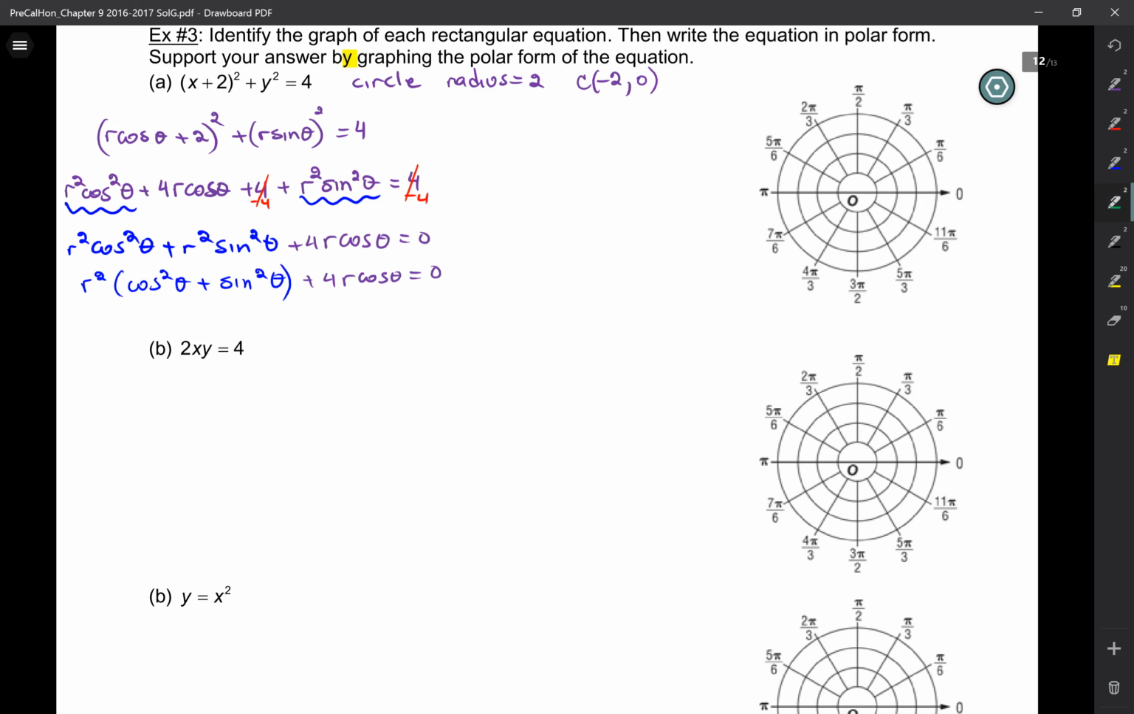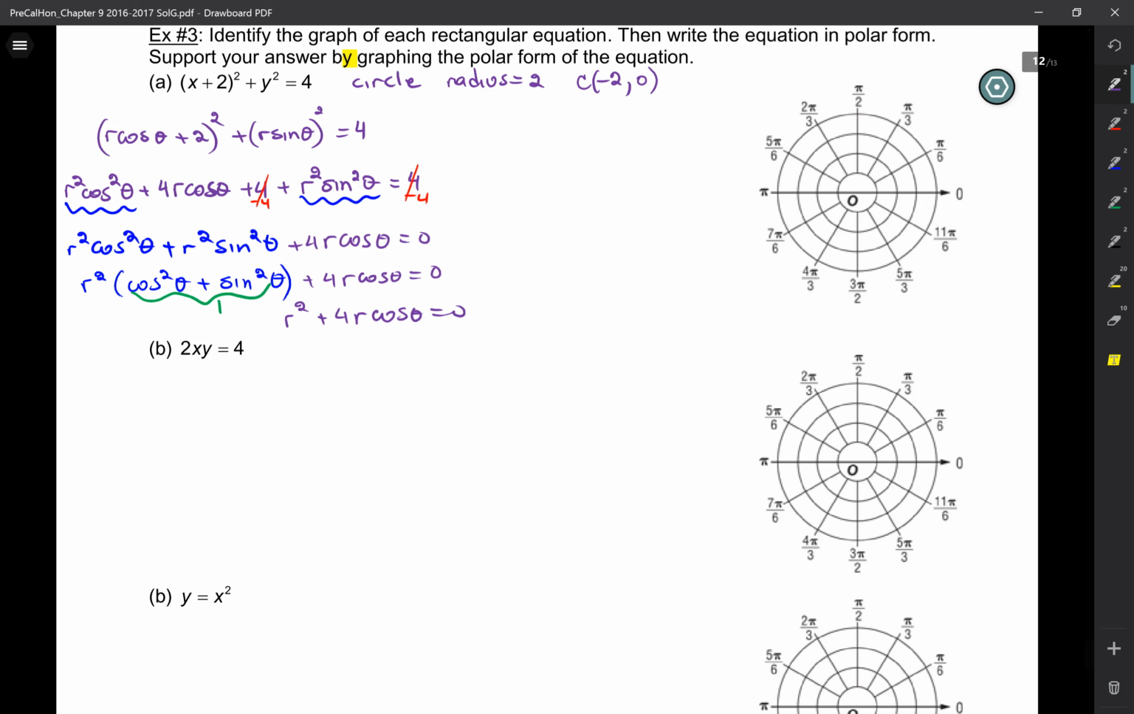Yes, it is. This is just going to be a 1, right? Because that's an identity from chapter 5. Sine squared theta plus cosine squared theta is equal to 1. So now I have r squared plus 4r cosine theta is equal to 0.